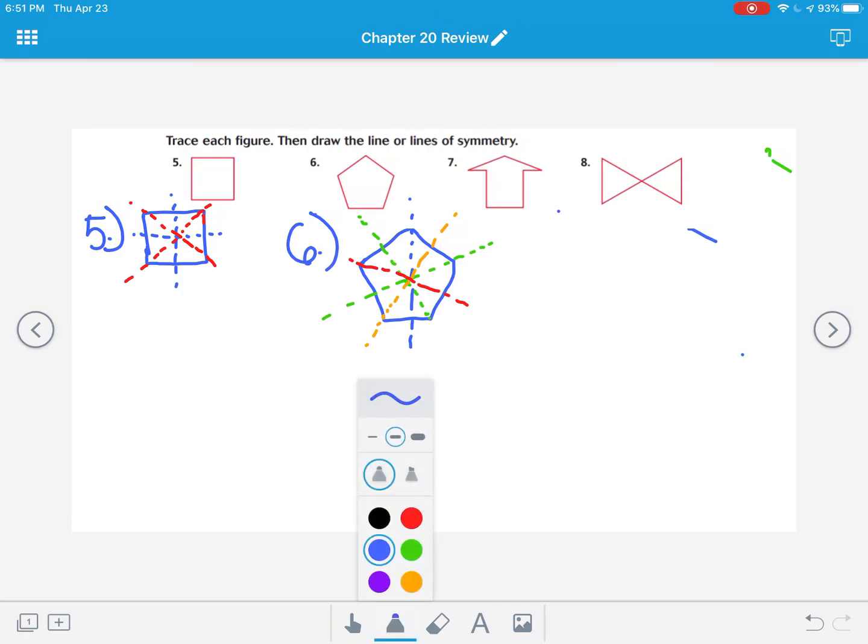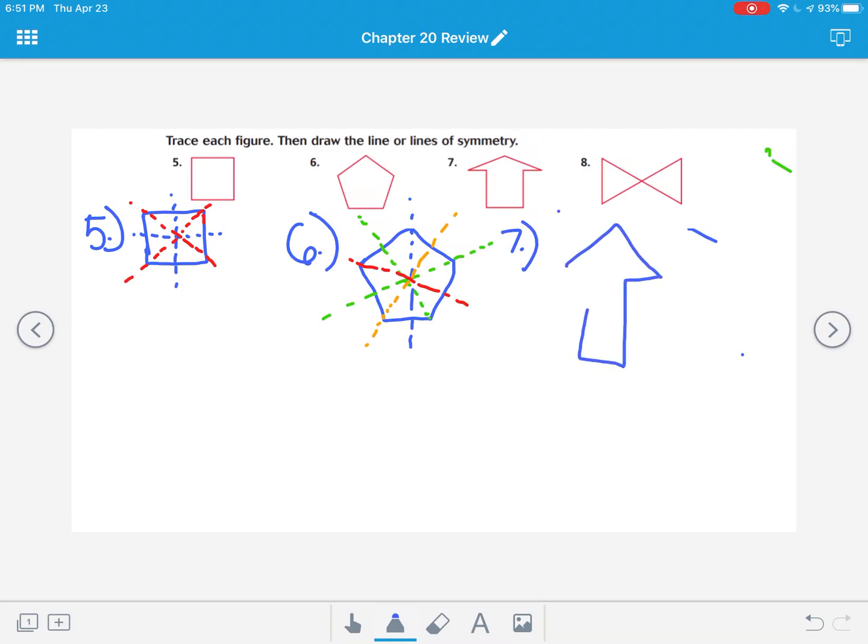All right, number 7. We have this wonderful large arrow. All right, there is only one way for this line of symmetry, and it is straight through the point down to the bottom. We can't split it in half any other way. It would not match up.